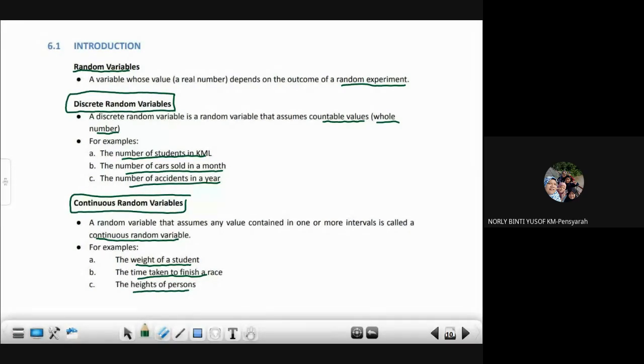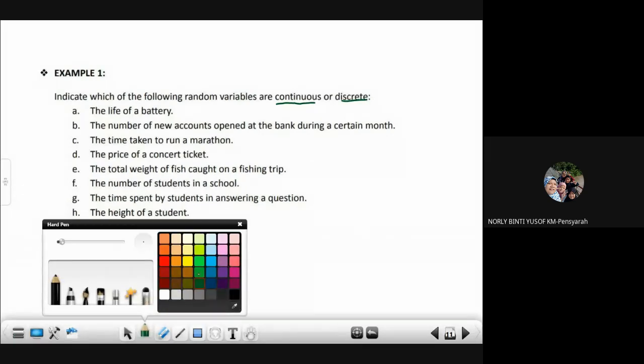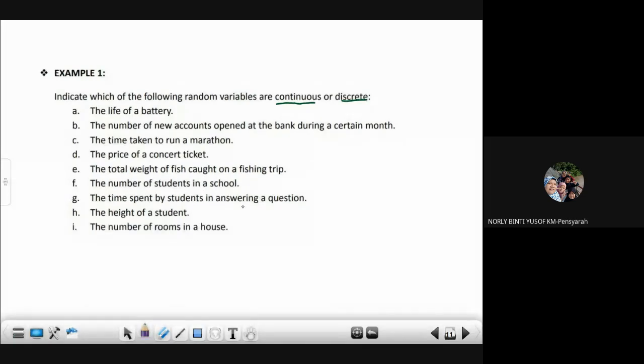Okay, so kita tengok pada example. Example 1. Indicate which of the following random variable are continuous or discrete. So ini hanya nak kenal pastilah. That's why you have to define, you have to understand the learning outcome as to define which one is discrete, which one is continuous variable. Tapi yang ni more or less akan keluar kat UPS lah. PSPM tak akan keluar macam ni ya. PSPM is penyelesaian punya soalan. UPS ya. Okay, so life of battery, continuous or discrete? Continuous kan? So continuous. Macam ni je continuous.